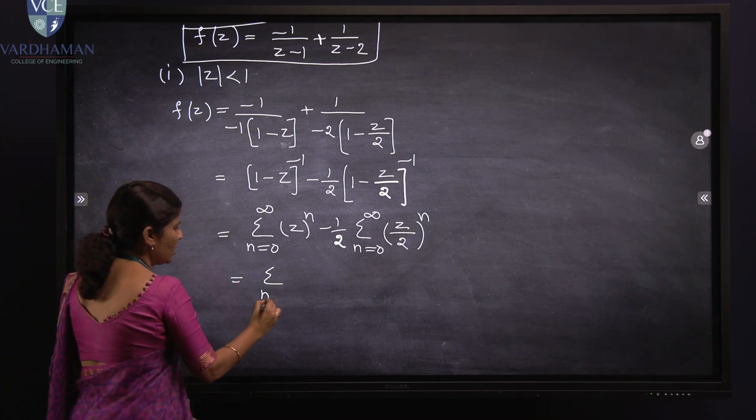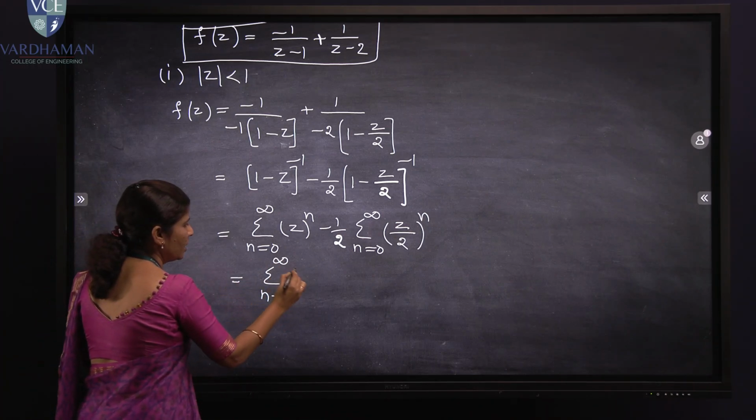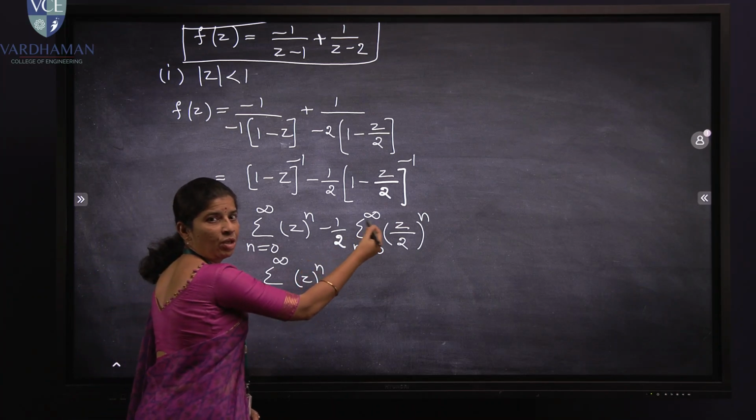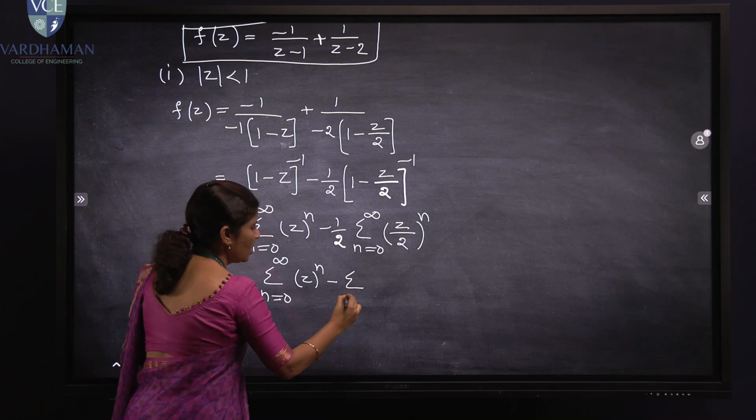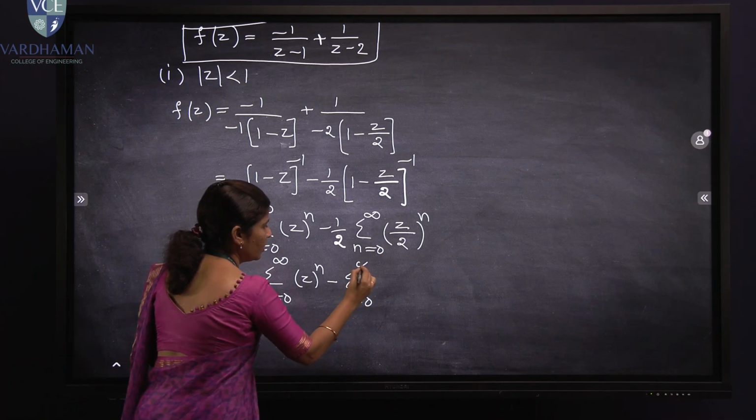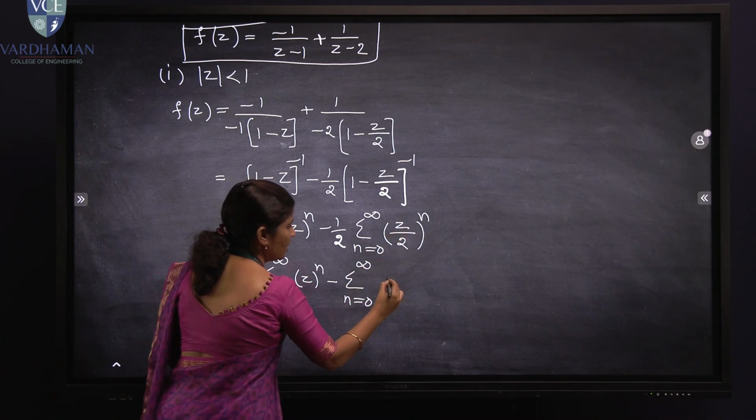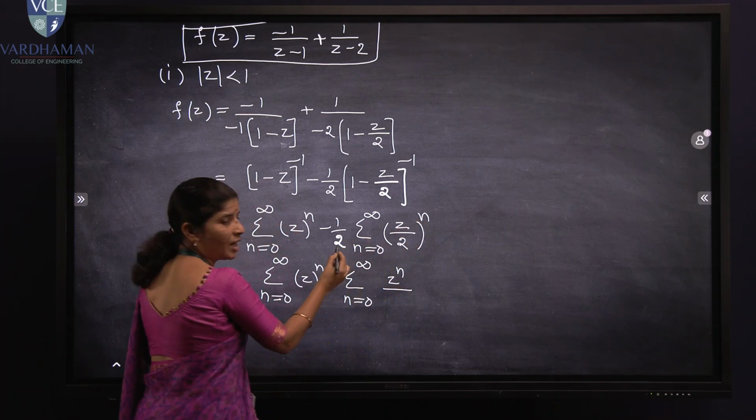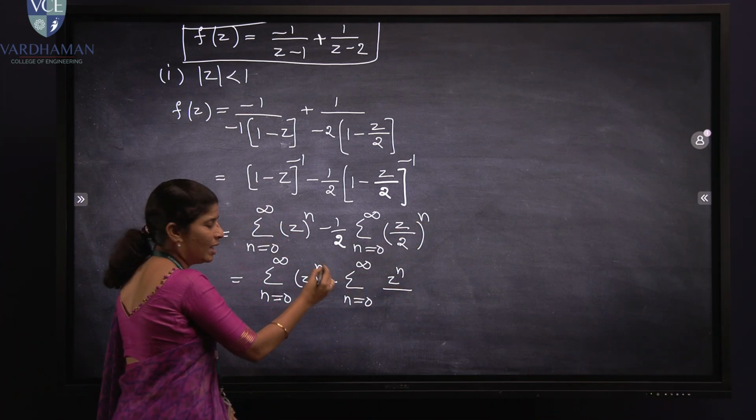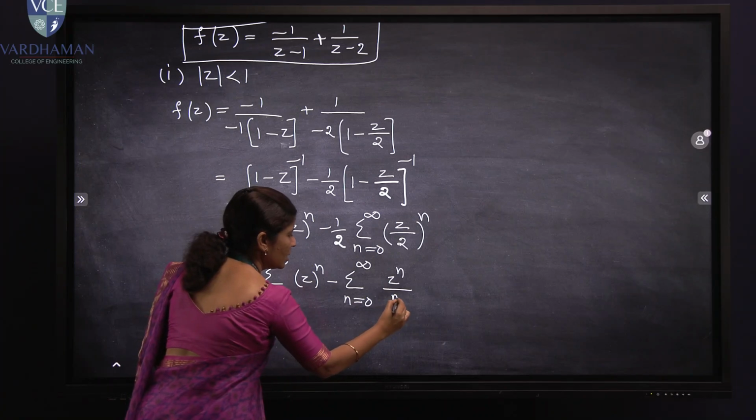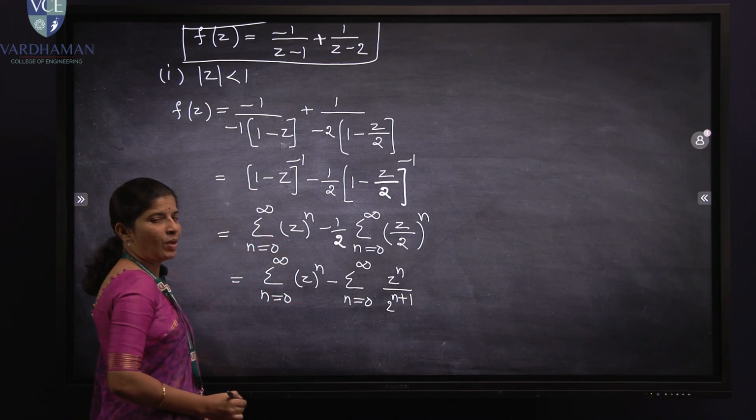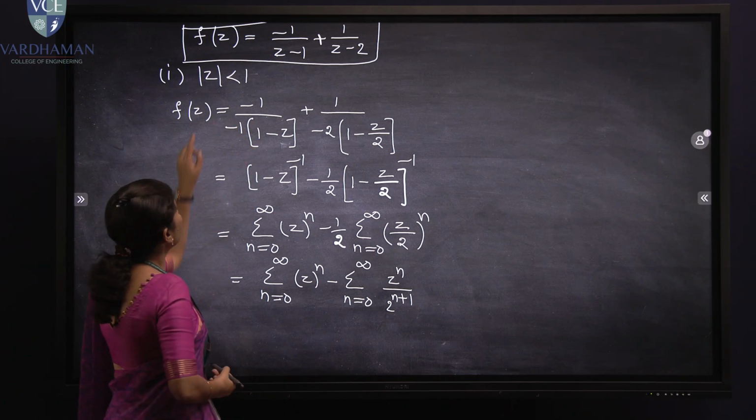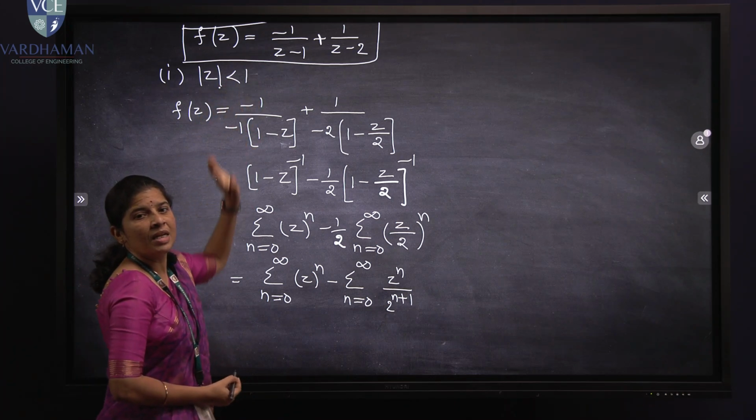And this series we also simplify into summation n equals 0 to infinity z power of n, minus, if we take this 1 by 2 inside the summation n equals 0 to infinity, and we take the separation, that is z power of n here, and this term is 2 power of n, and outside the value is 2 power of 1, that is, we also write it as 2 power of n plus 1. And this is the Laurent series expansion of f of z in the region modulus of z is less than 1.